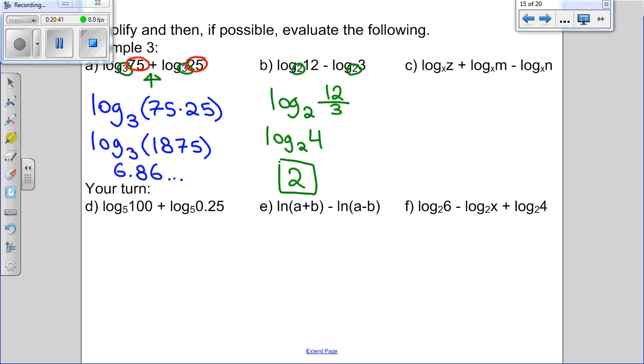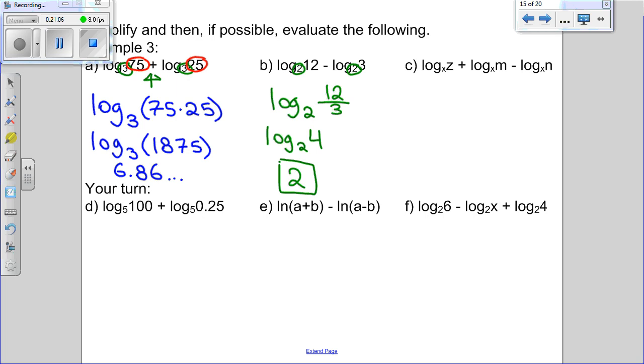And our last one we have here, we have log xz plus log xm minus log xn. People sometimes struggle with the order in which they need to do this stuff. So, if you have all these additions and subtractions, just work yourself left to right, and that'll make your life a lot easier. So I'm going to combine these two first.